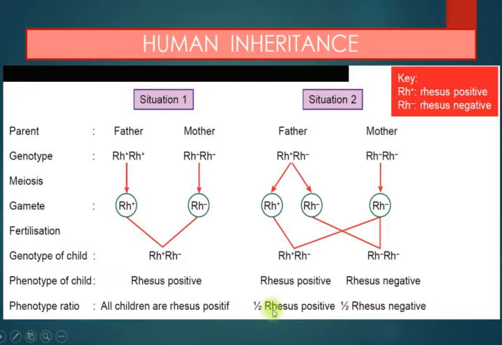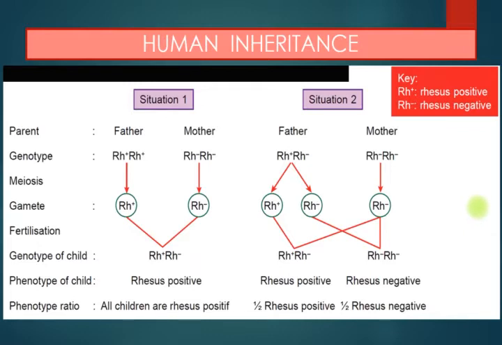Alright, so 50% of the children may be rhesus positive, and 50% of the children may be rhesus negative. That refers to the two situations that involve the rhesus factor. The problem arises when the mother is rhesus negative and the child is rhesus positive.